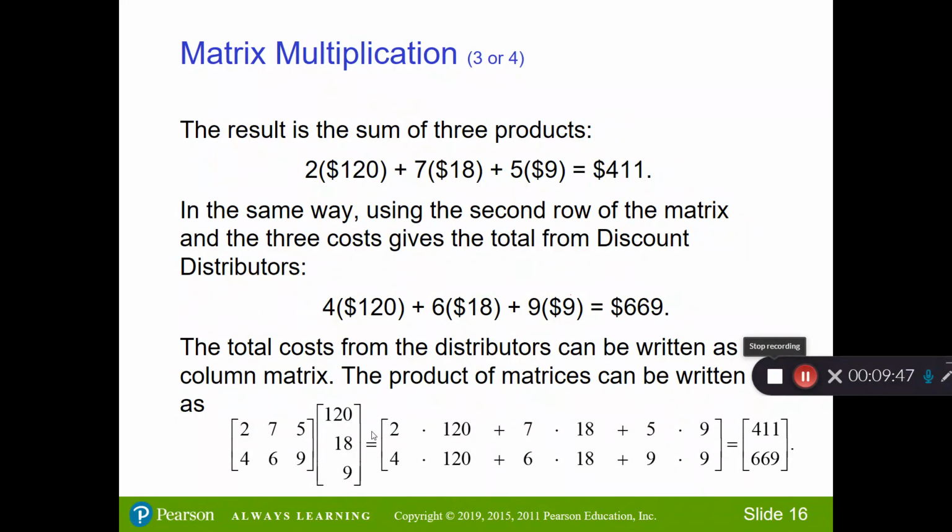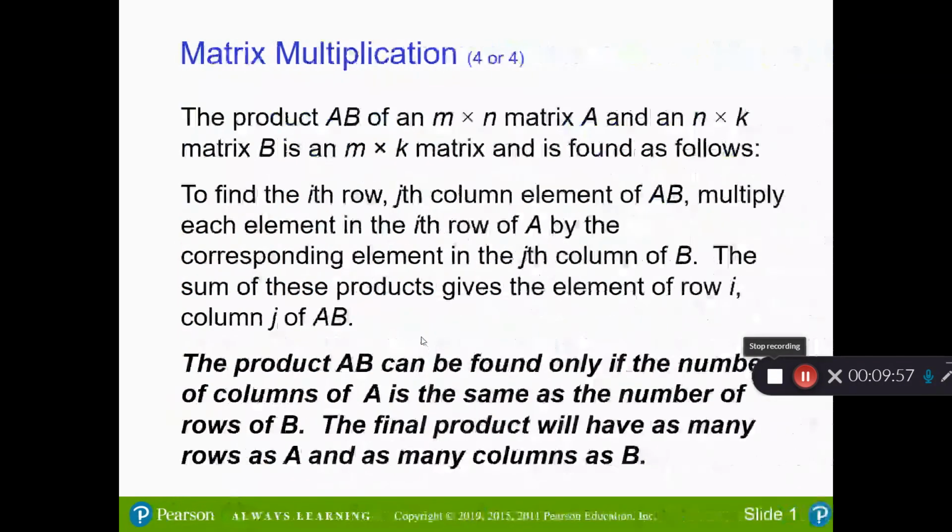Then the first row by the second column in the second entry, like that, all the way across until we've done all the columns in the second matrix. Then proceed to the next row and repeat. The way this is written, the product of an m by n matrix A and an n by k matrix B will end up being m by k, however many rows we have in A by however many columns we have in B.